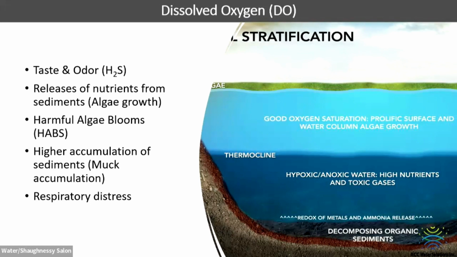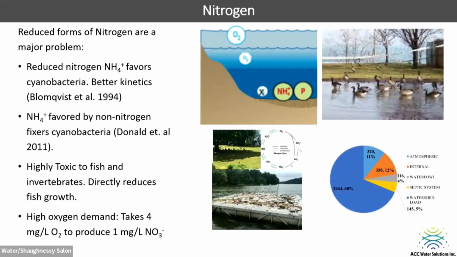Second is nitrogen. There is a myth that algae growth is only because of phosphorus, but nitrogen is also a limiting nutrient behind algae growth. Especially some cyanobacteria just focus on nitrogen as their source to grow and multiply. So it's also highly toxic to the fish.